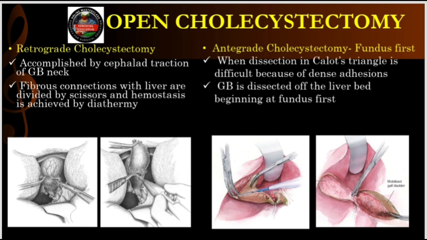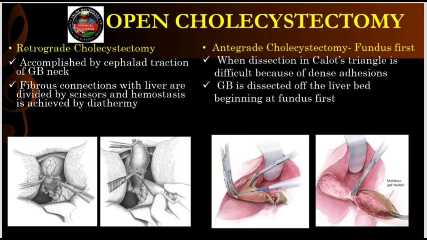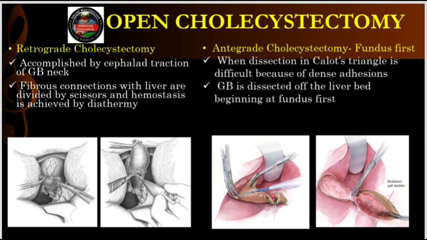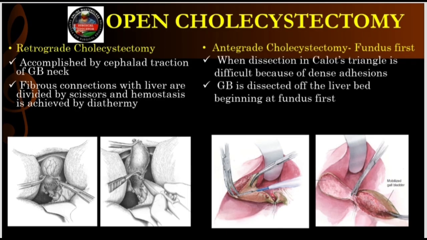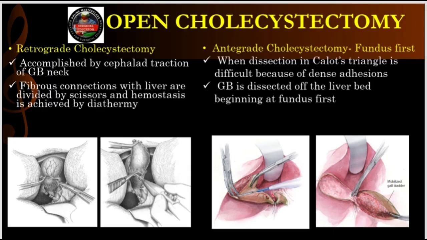But the slide notes the use of scissors for dividing the fibrous connective tissue, and it also dictates hemostasis achieved by diathermy. Now, I understand using scissors to cut physical bands of scar tissue, but what is the physics behind diathermy in this specific context? As you peel the gallbladder off the liver bed, you are exposing a raw, weeping surface of liver parenchyma. Because they were essentially glued together.